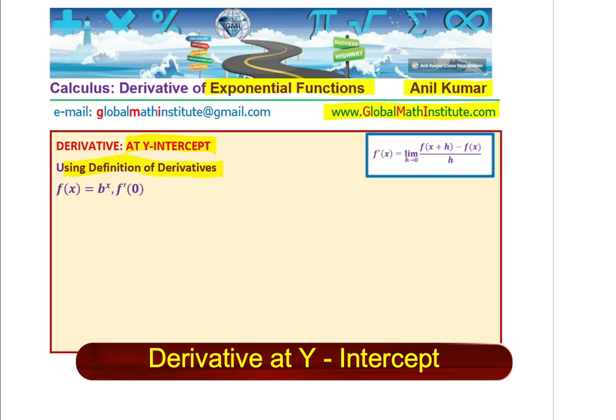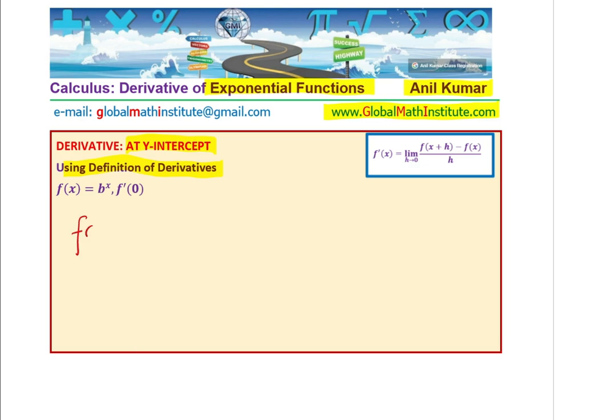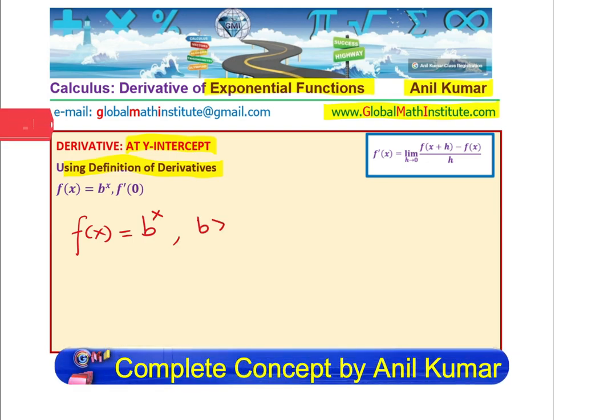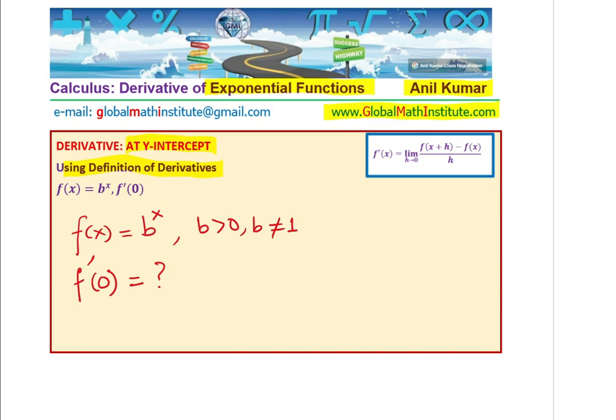So we are given a function f of x which is b to the power of x, where b is greater than 0 and b is not equal to 1. We need to find the derivative of this function when x is equal to 0. So that is what we need to find. I hope the question is absolutely clear. You can pause the video, answer, and then look into my suggestions.